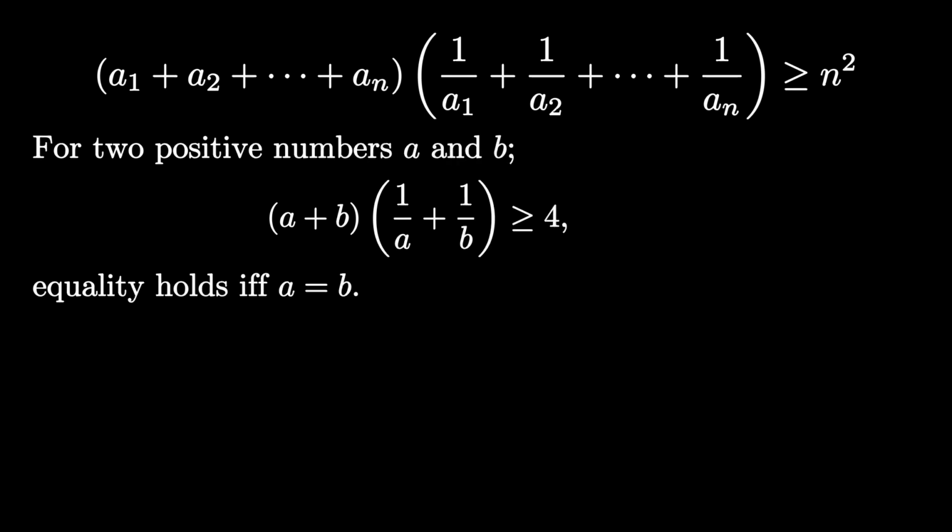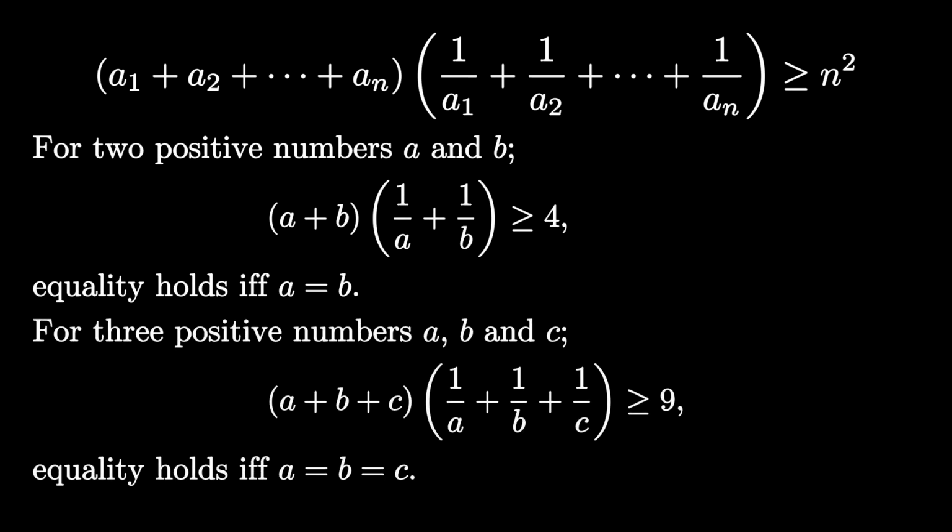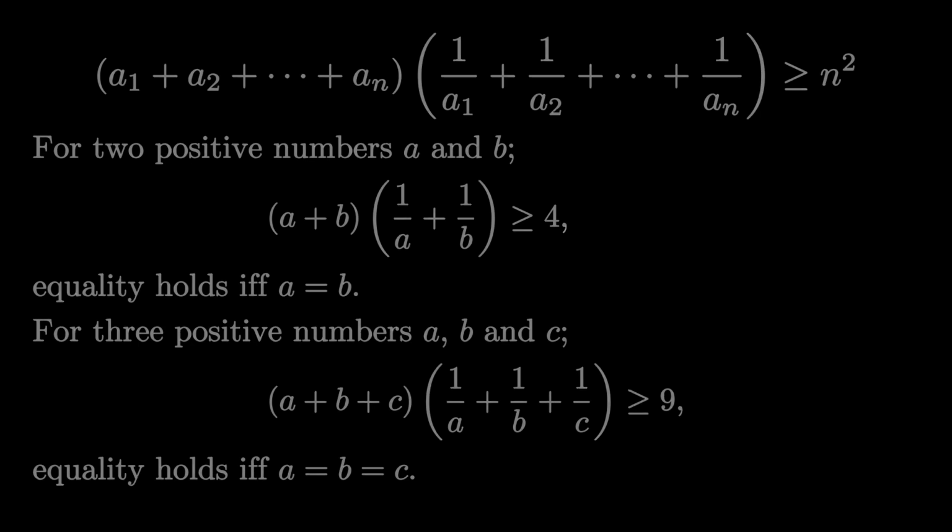For two positive numbers a and b, we have (a plus b) into (1 over a plus 1 over b) is greater than or equal to 4. And similarly for 3 numbers, we can state this inequality. Now all is set to pick up the problems. Let's take the first problem.